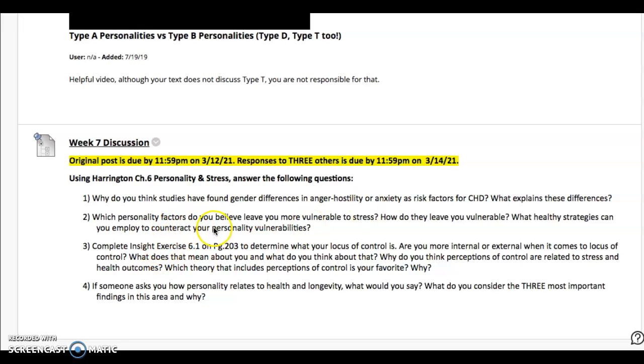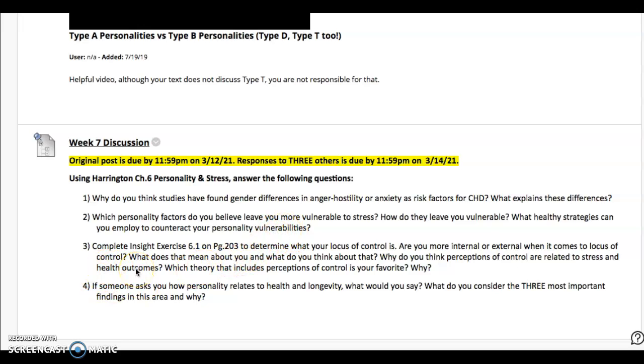Which personality factors do you believe leave you more vulnerable to stress? So thinking about the big five, what types of traits and characteristics inherent to one's personality would make them more vulnerable to stress, and how do they leave you vulnerable? So explain that out a little bit. And then what healthy strategies can you employ to counteract your personality vulnerabilities? So we're going to be talking about specific strategies there.